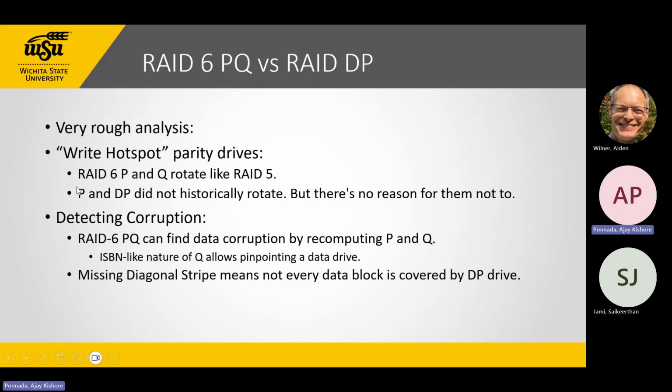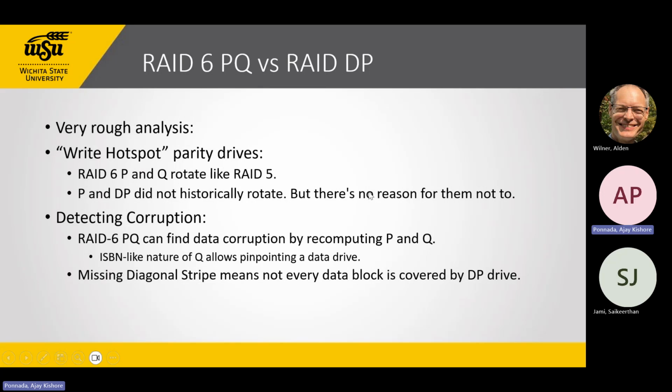Yep. So RAID 6 PQ versus RAID DP. So what's the difference between RAID 6 PQ and RAID DP? RAID DP has diagonal parity, that means rotating parities. And in RAID 6 PQ, we have two parity bits, P and Q, which are not rotating. We have given a separate data drive to P and a separate data drive to Q. But in RAID DP, we have diagonal parity. It's rotating parity. So very rough analysis, right? Hotspot parity drives: RAID 6 P and Q rotate like RAID 5. P and DP did not historically rotate, but there's no reason for them not to.